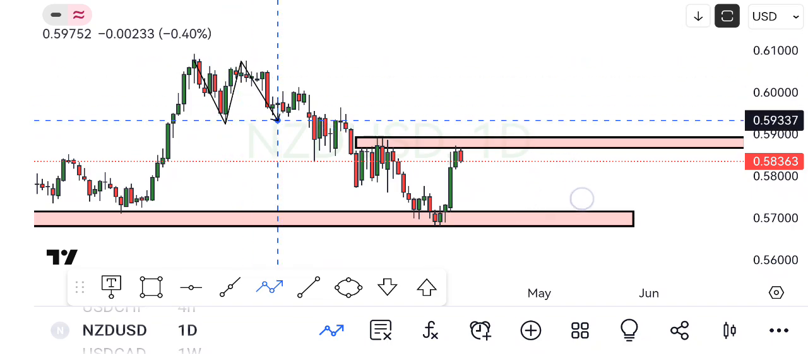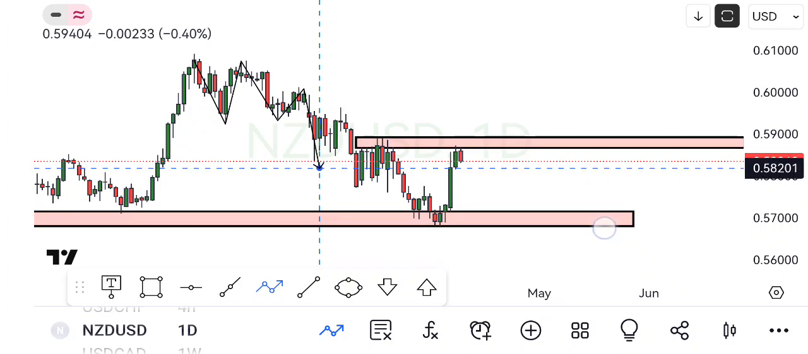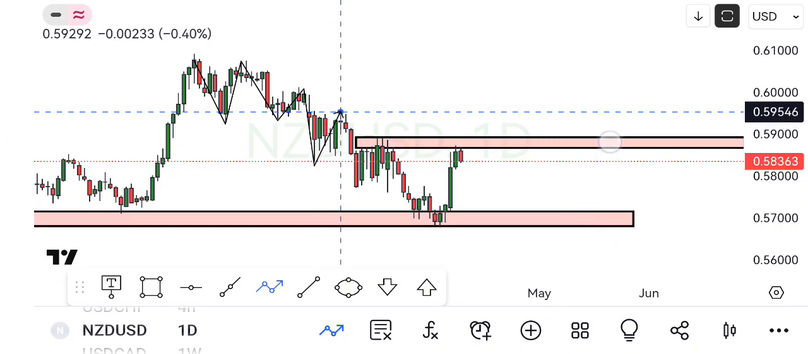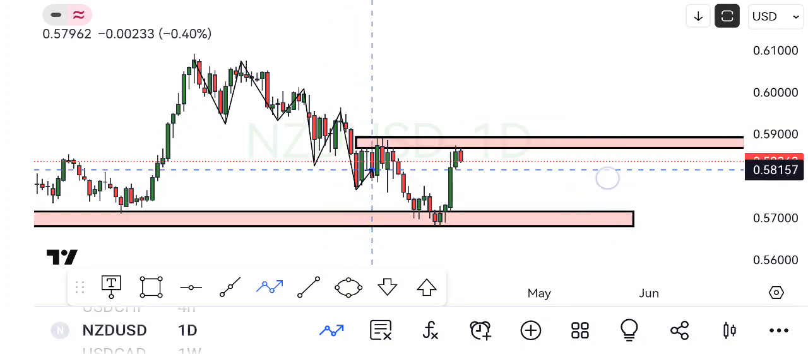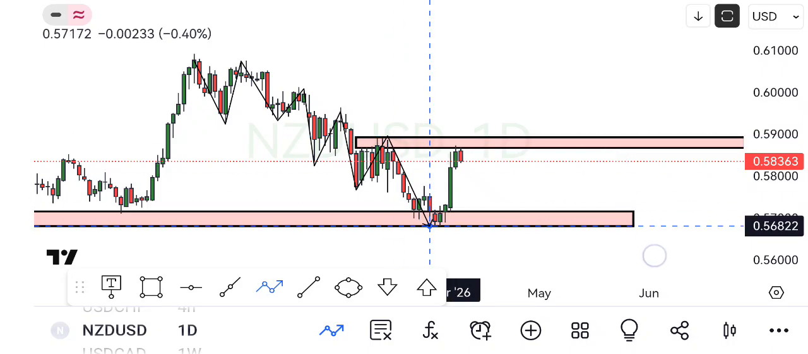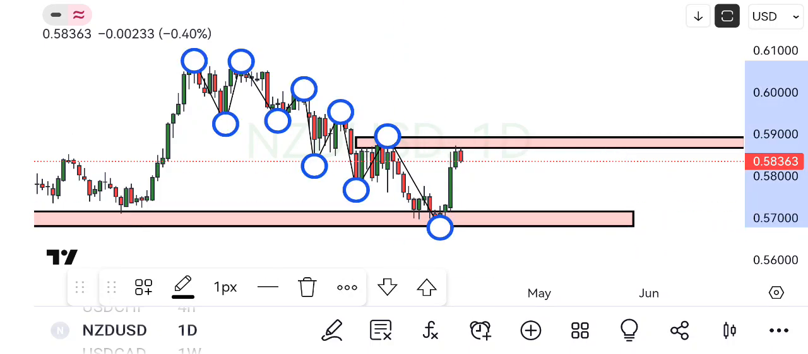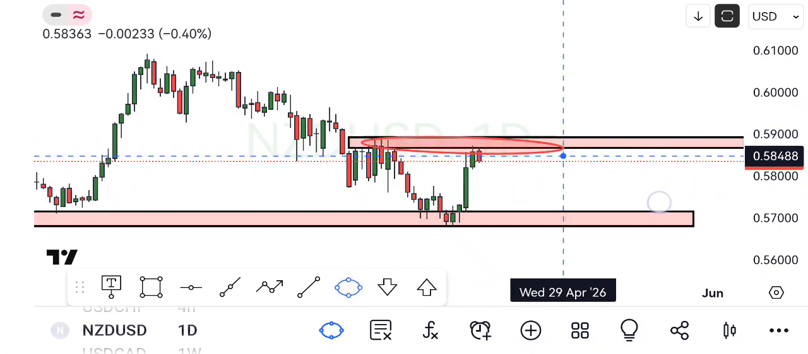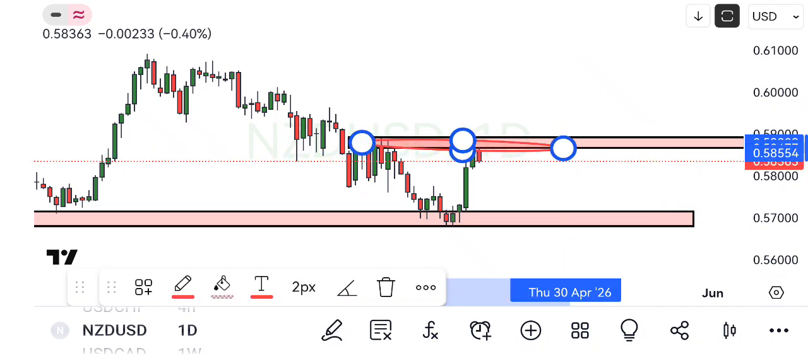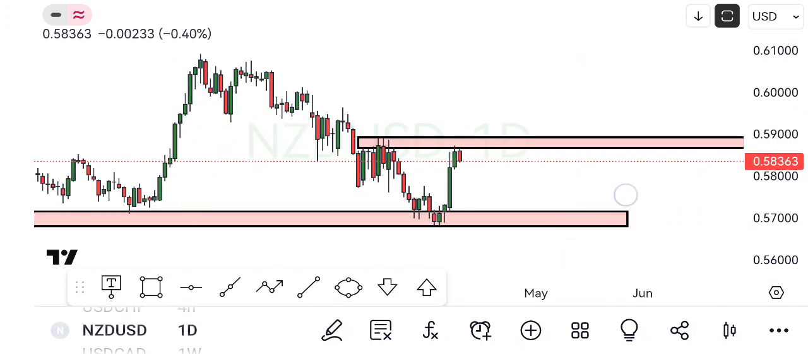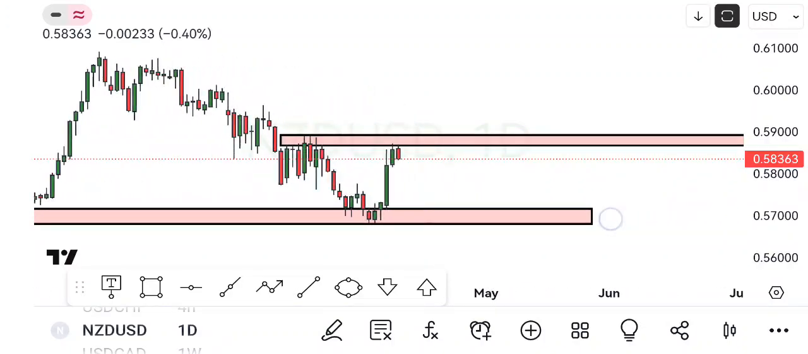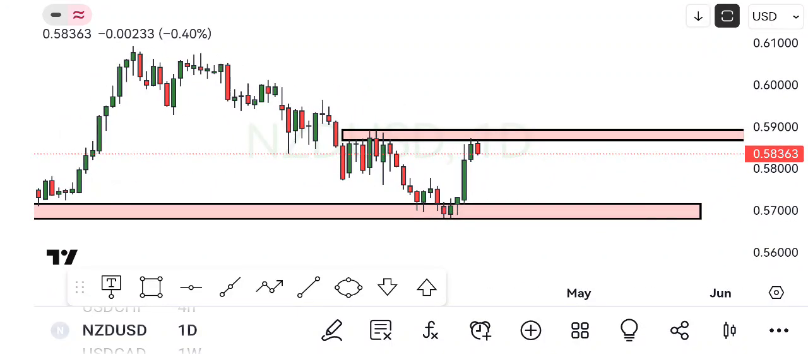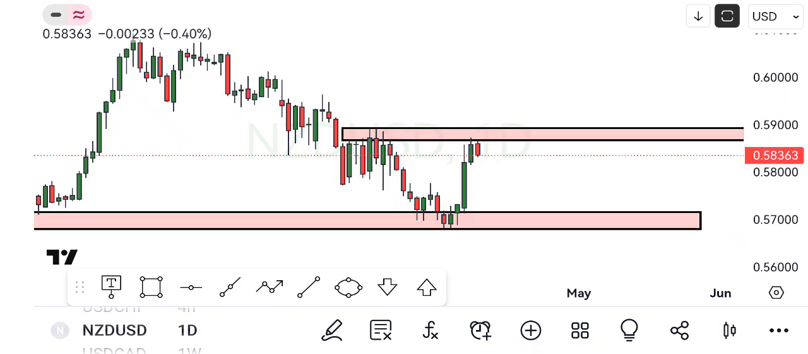right? Pushed down to this point, went up, broke down, went up, pushed down, and then now currently this right here is the area where I'm supposed to be looking for selling opportunities, NZDUSD, right? So when the market opens on Monday, I will be looking for selling opportunities, and then the price indeed came.